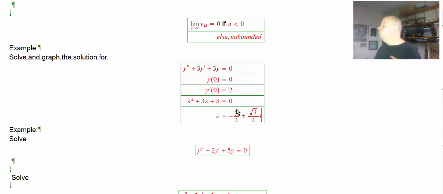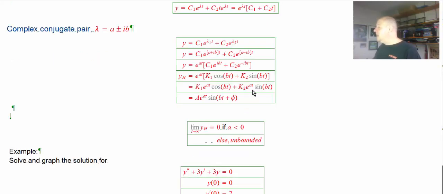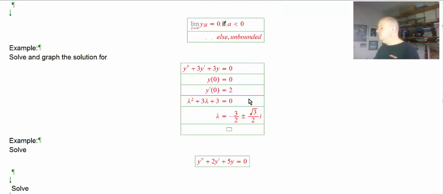So I get the real part of the eigenvalue is negative 3/2, and the imaginary part of the eigenvalue, the b part, is root 3 over 2. Right away, before I do anything else, I know that the solution of this differential equation as time approaches infinity goes to 0 because the real part is negative. Let's get that solution. Now I can write this in any of these three forms, but because they're asking me to graph it, I think the one shifted sinusoidal function is going to be the easiest way to do it.